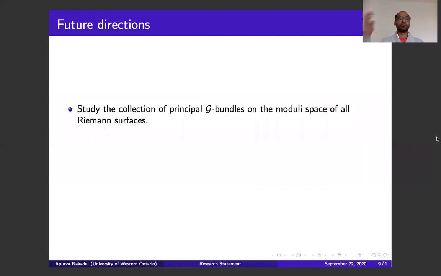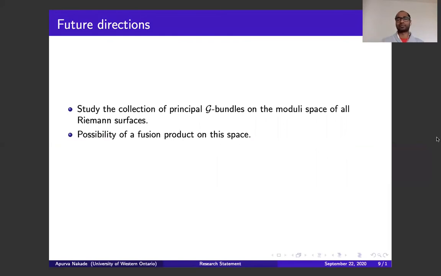Now where to go from here. So far we have identified what this bundle is, but now we want to go further and look at all these line bundles together. So we study the collection of these script G-bundles on the moduli space of all Riemann surfaces instead of one fixed Riemann surface.